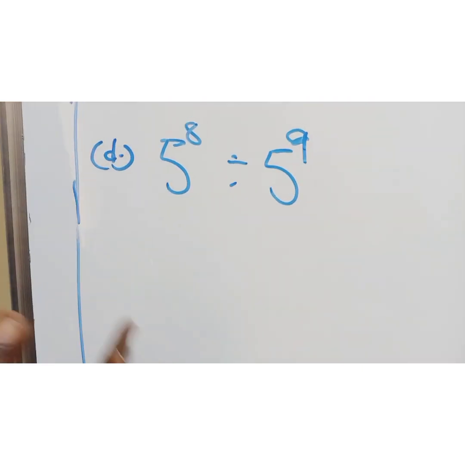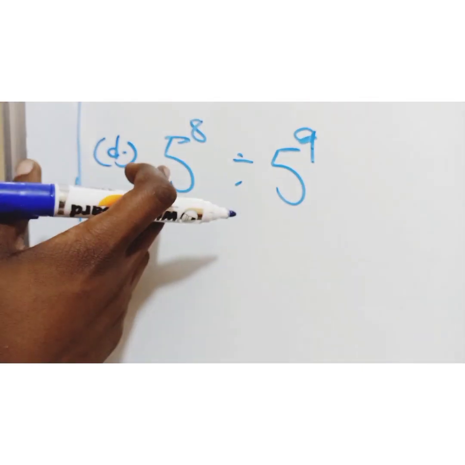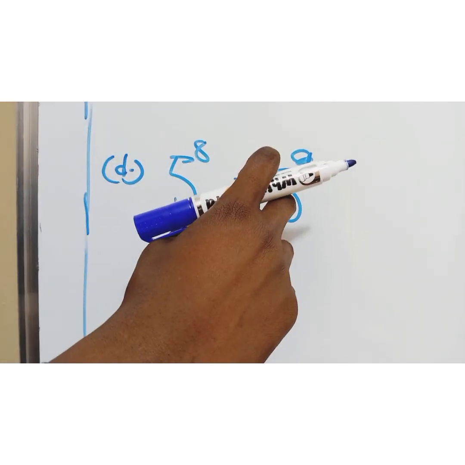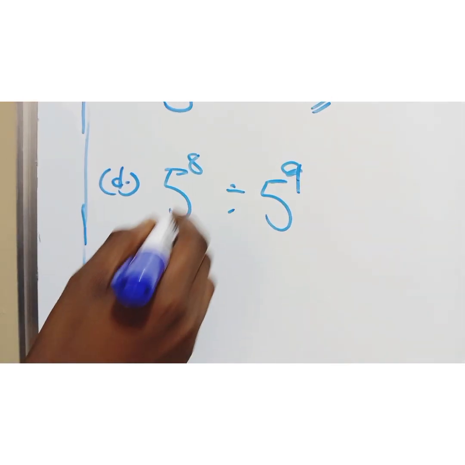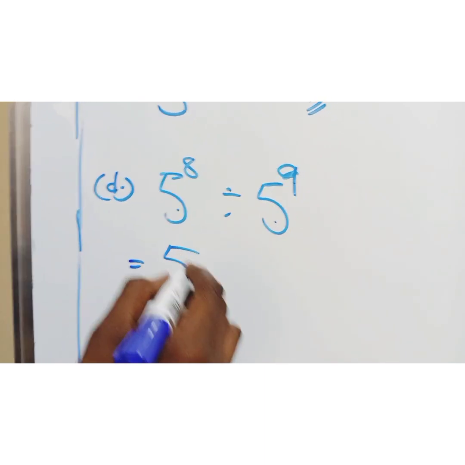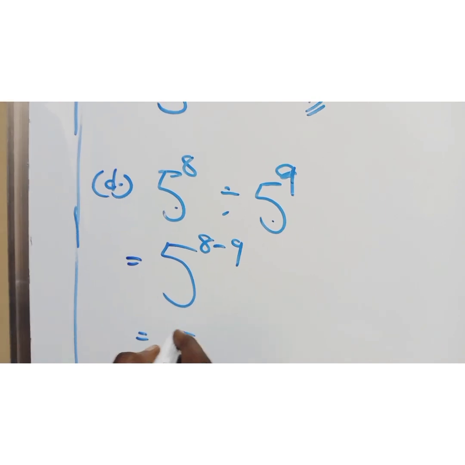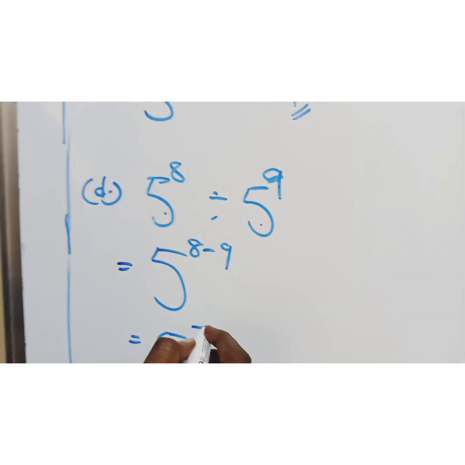We have our example 4, D. We have 5 to the power 8, divide 5 to the power 9. So you see, we have the same base. So we pick one base. Then we have 8 minus 9. So this gives you 5, 8 minus 9 gives you negative 1.